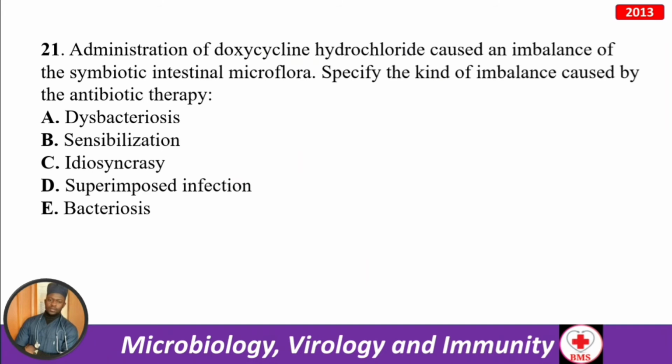Administration of doxycycline hydrochloride caused an imbalance of symbiotic intestinal microflora. Specify the kind of imbalance caused by the antibiotic therapy. So you have a perfect microflora in your GIT, right? If you take in a lot of antibiotics, you will be killing some of that microflora. So there will be that imbalance: dysbacteriosis.